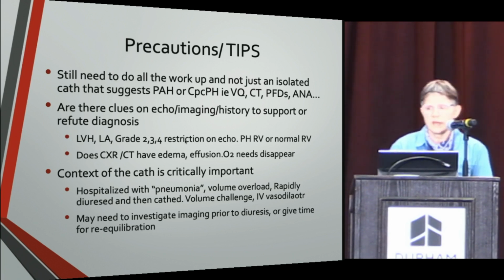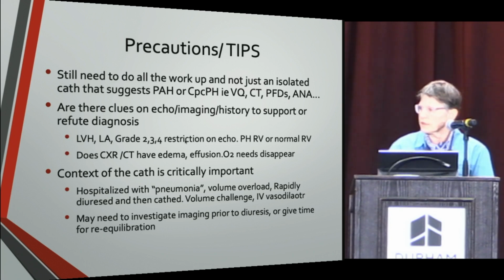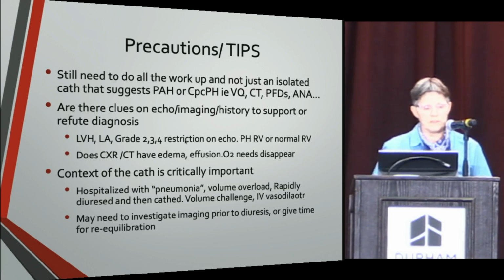So just because you cath them today and their wedge is normal, it probably isn't all of the time. And are there things on their echo? Is there LVH? Is there a huge LA, like Steve's patient, right? Is there grade 2, 3, or 4 restriction on their echo, which is very telling, in that we could make that wedge change with very little fluid or very little change in blood pressure. Okay. Is their RV normal? Does it look like a PH RV, like Val's patient, or does it look like a normal RV?